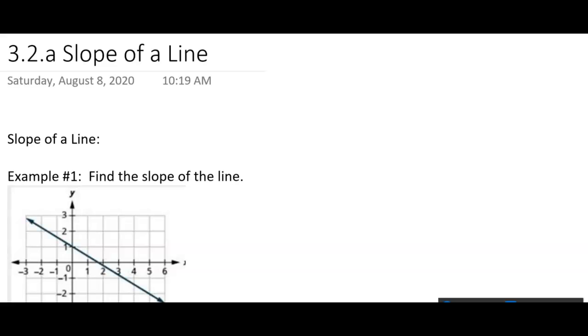In 3.2, we're going to talk about the slope of a line. So the slope of a line is basically how steep the line is. You could have a really steep line, or a flatter line. If you think about the pitch on a roof for a house, you've seen houses that have really steep roofs, and some around here that are really flat. That's the slope of the line making the roof line.